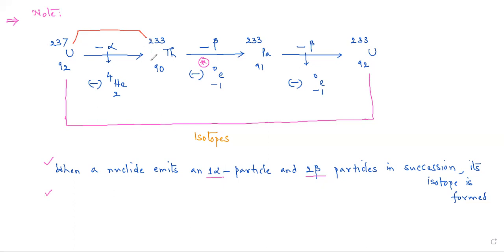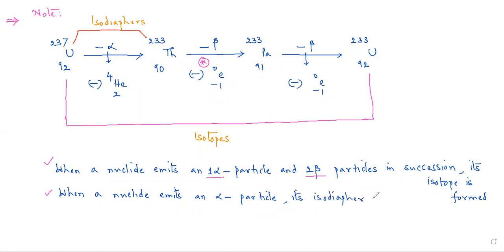Come here. 233 minus 2 into 90. 233 minus 180. Nothing but 53. So they have got the same isotopic number. What do we call them? We call them isodiaphers because they have got the same A minus 2Z. So let me write that point here. When a nuclide emits an alpha particle, its isodiapher is formed.